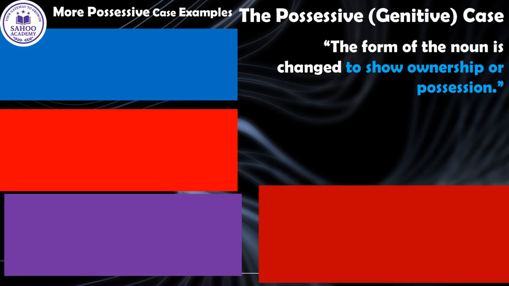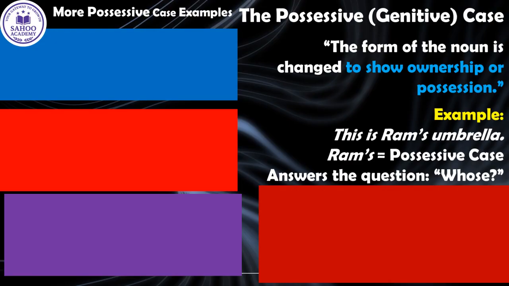Yes, let us learn about the possessive or genitive case. Look at the right side of the slide. The possessive case shows ownership or possession. It tells us to whom something belongs. Clear? Look at the example given here. This is Rama's umbrella. Here Rama's shows ownership. So Rama's is in the possessive case. The possessive case answers the question whose. Clear?